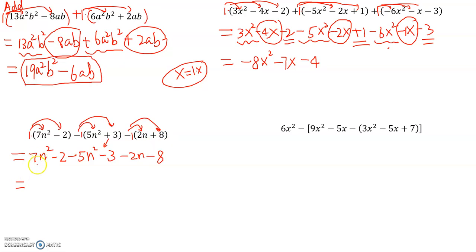And now we can combine like terms if there are any. So these two are like terms. That's 2n squared, 7 minus 5. And negative 2n is the only term that contains variable n, so let's keep that. And all the others are numbers, so we can combine those. Negative 3, negative 5, negative 13. So that's the final answer.